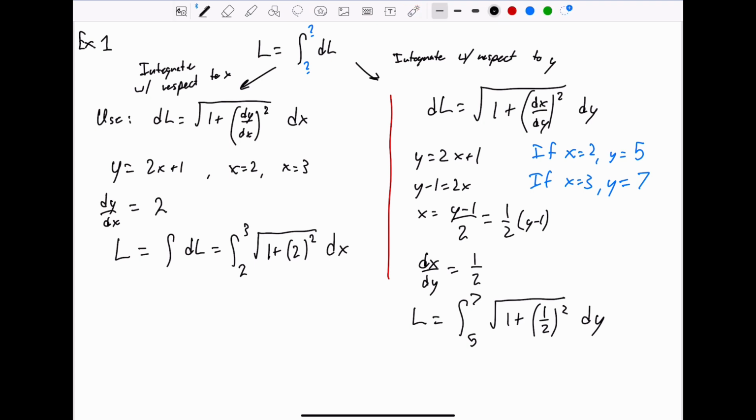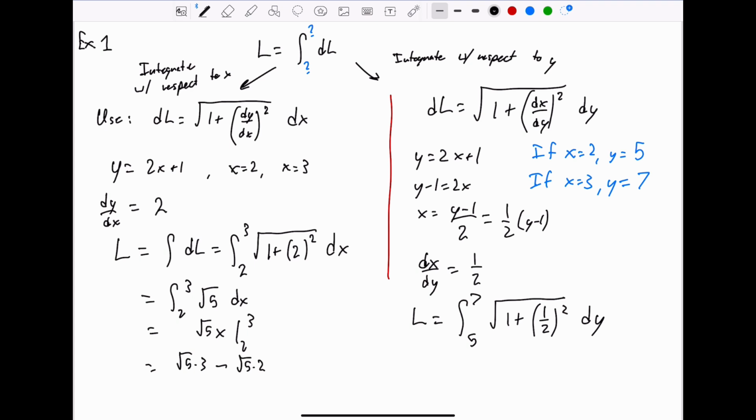So first of all, let's integrate this first one. So we have the integral from 2 to 3. I'm going to square the 2, we get 4. 1 plus 4 is 5, so I'm integrating the square root of 5. That's simply a constant. The integral of a constant is the constant times x from 2 to 3. So first we input 3, square root of 5 times 3. Then we input a 2, minus square root of 5 times 2.